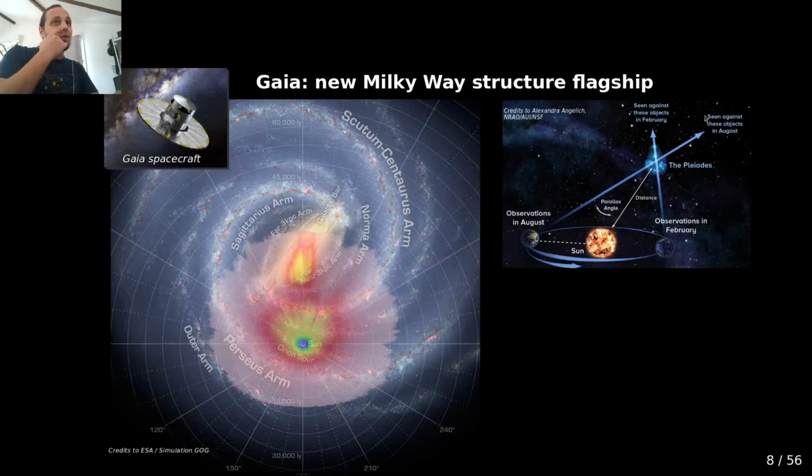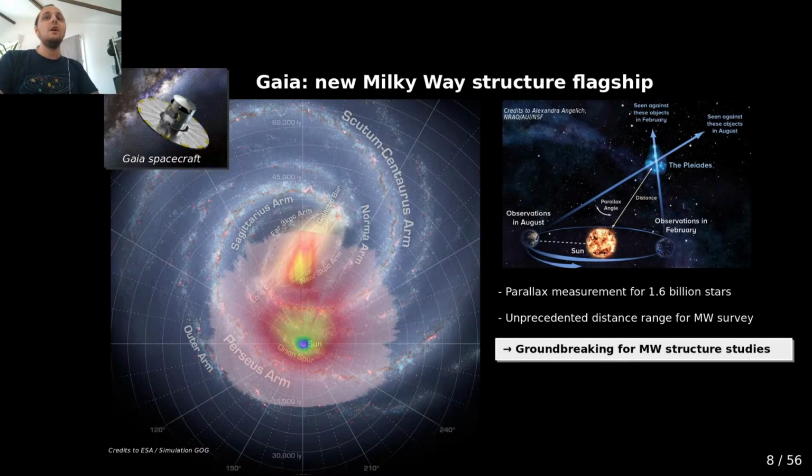So I will have a few words about the Gaia mission. I think you all know already about it. So this is a space telescope that measures the distances of the stars inside the Milky Way using the parallaxes. And what is new with Gaia is that it has measured those distances for a lot of stars, with 1.6 billion stars with distance measurements.